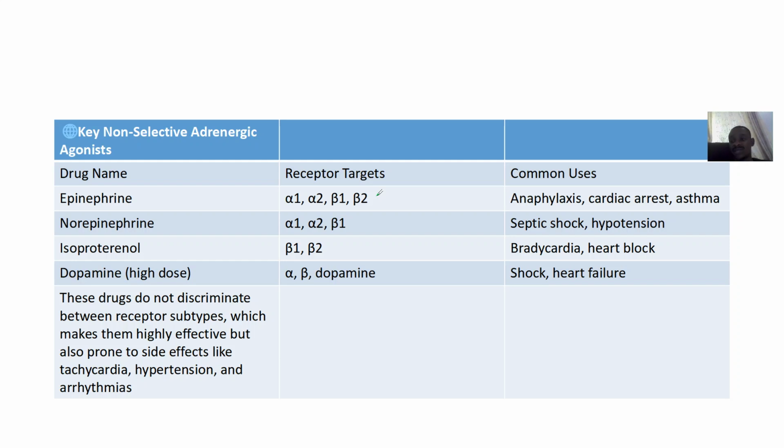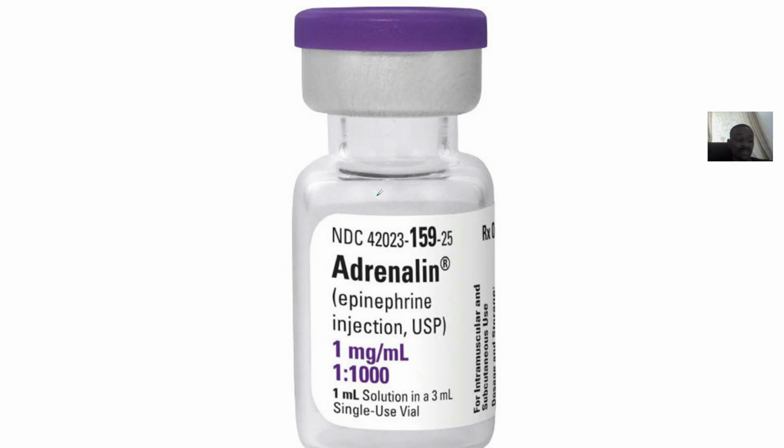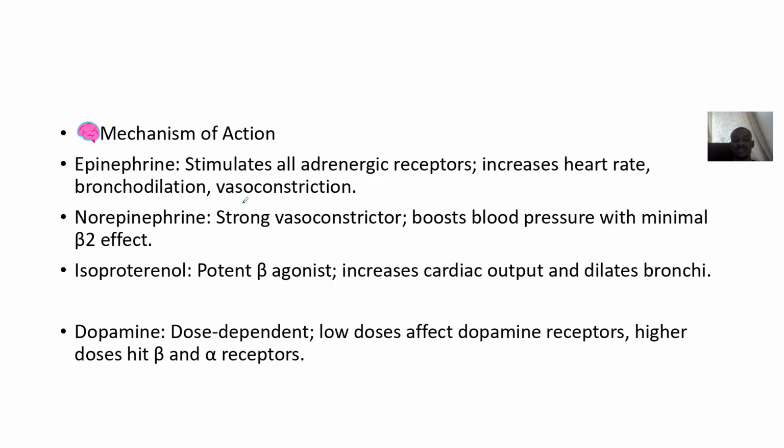These are some of the examples. We have epinephrine, also known as adrenaline. Then norepinephrine, also known as noradrenaline. These are the different types of receptors that they can act on. You can pause to look at it. Then we have isoproterenol and dopamine.